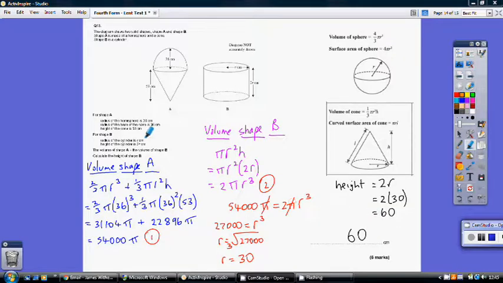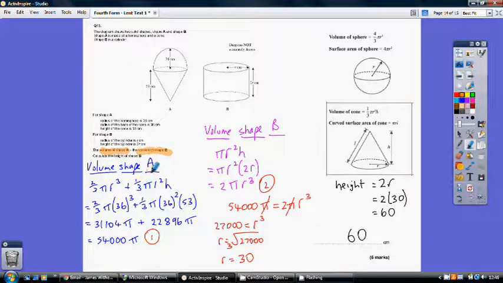Question 13. So the key bit into this question is to pick up the volume of shape A equals the volume of shape B. So you're going to just work through and work out what the volume of shape A is, and then with shape B, where you don't know r, well, you can work it out because you know what the overall volume of shape B must be, because it's got to be the same as shape A.